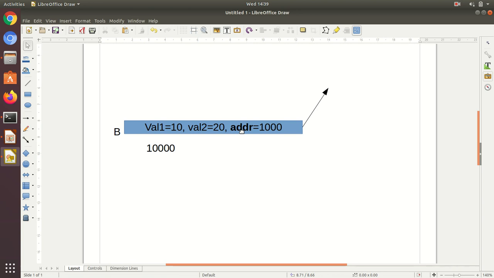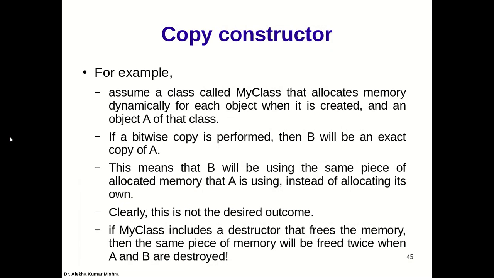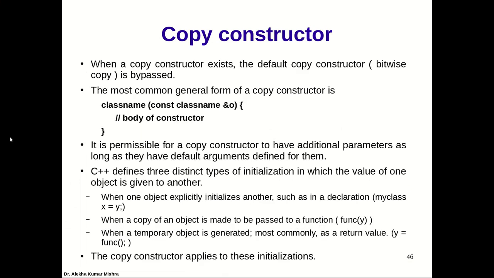And in my C++ and C compiler, definitely you will get a segmentation fault or memory core dump kind of error. You will get runtime errors. So this is the problem with the bitwise copy, when we are creating one object by copying from another object. It is especially a problem in the scenario when an object is created and some memory is allocated.